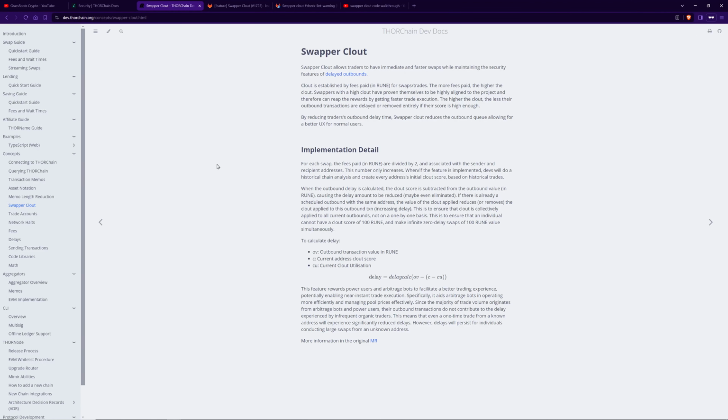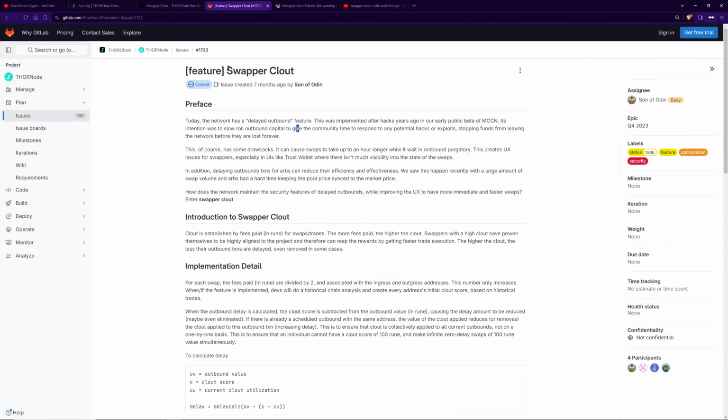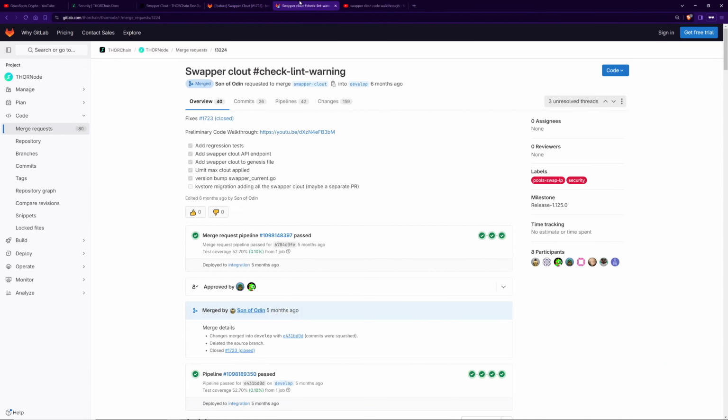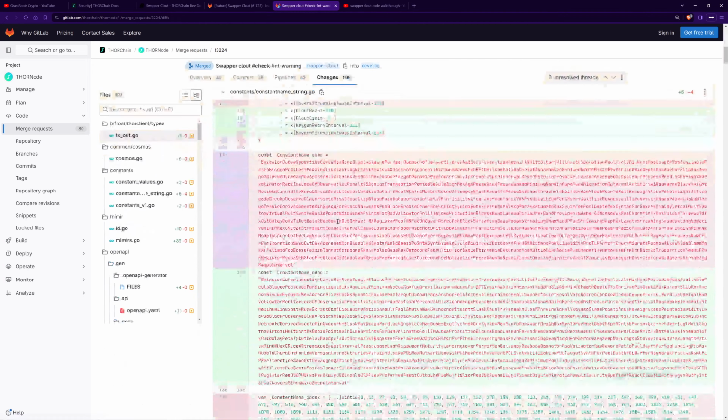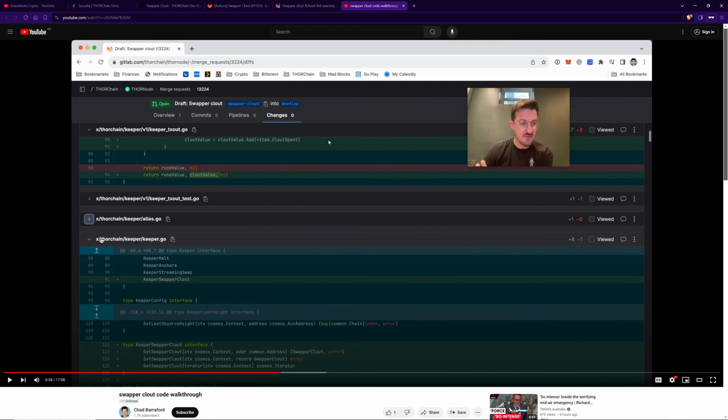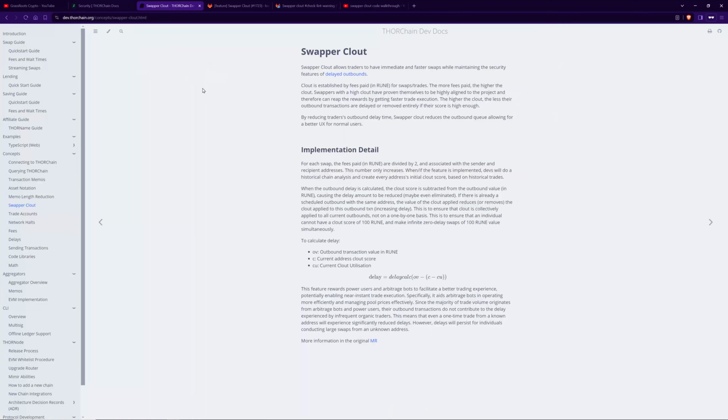For more information on Clout, you can review the development docs here, and it has the formula and how things work. You can have a look at the feature. This is the original write-up that was done for Clout, as well as some of the implementation details there. And if you want to look at the code, we have the actual MR that has all the code changes that were done. And then we have, lastly, a code walkthrough. That was the walkthrough for this particular change here, done by Chad, the developer. That's Clout, and you can see how that affects the outbound delay.